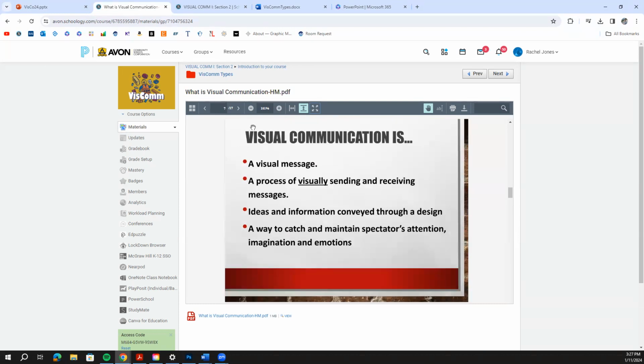And then we talked a little bit about visual communication. So still communication, but thinking about the visual aspect of it. We are trying to relay a visual message. We are sending, and hopefully someone is receiving those messages if we do a good job at sending it visually. You will get to pick ideas and information that you want to convey through different designing techniques.